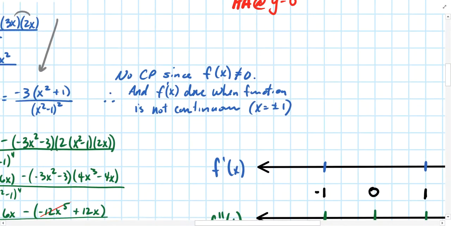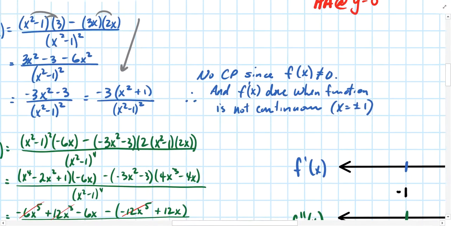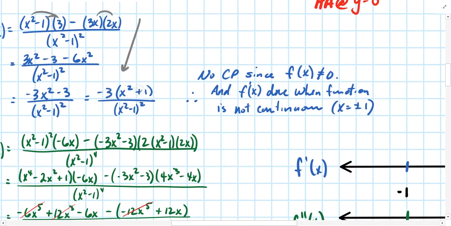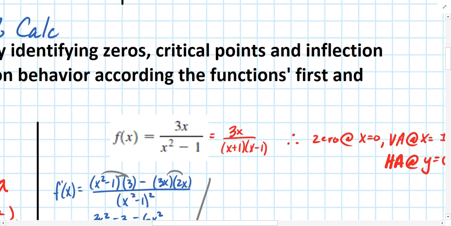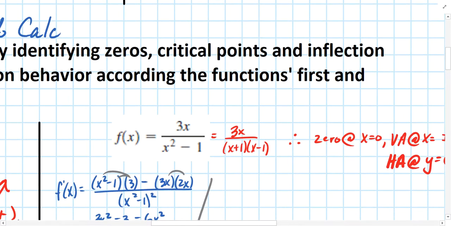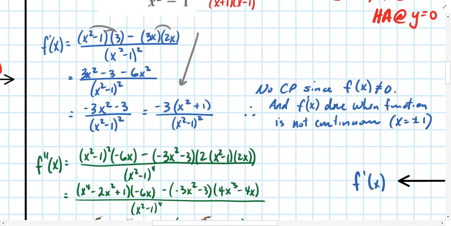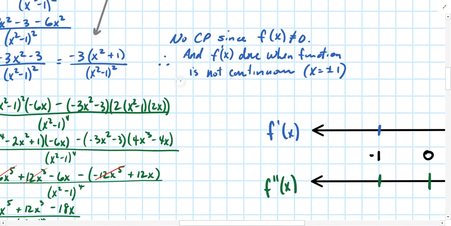In this case, I noted that there were no critical points since the derivative will never equal 0. It's impossible for this numerator to equal 0. x squared plus 1 will never equal 0 with real numbers. Additionally, we know that critical points exist when the derivative is not calculable, when it does not exist. But as it turns out here, the points where the derivative doesn't exist, positive 1 and negative 1, are also the positions where the function is not continuous. And so critical points occur only on continuous portions of a function. Since the function is not continuous at positive and negative 1, we can't call those critical points.